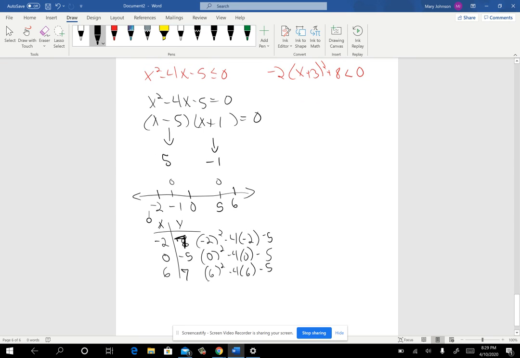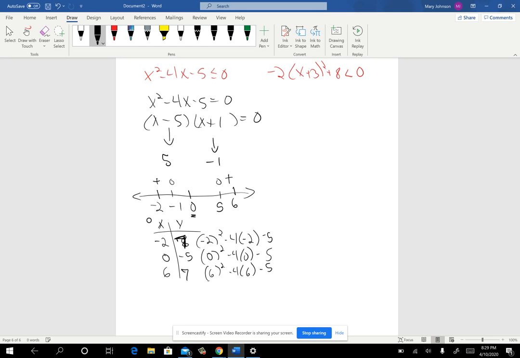Okay, but anyway, so what I found out is that when I plug a -2 in, I get a positive number. I get 7, I get a positive number. When I plug in 0, my function's negative. When I plug in 6, my function's positive.